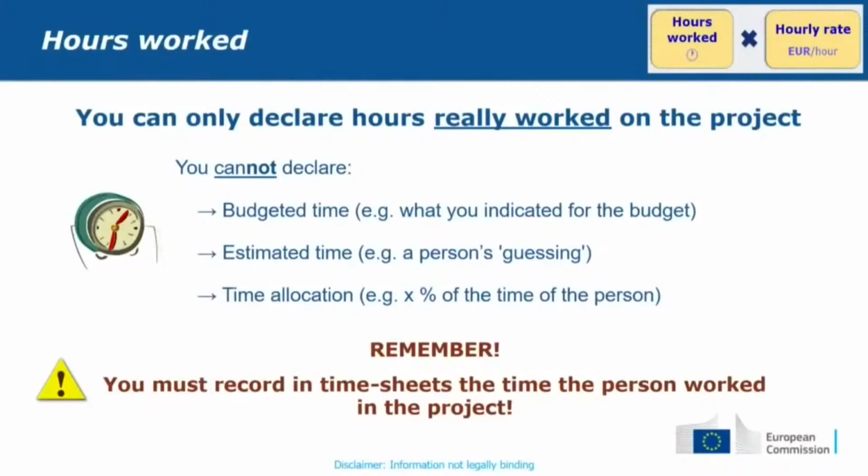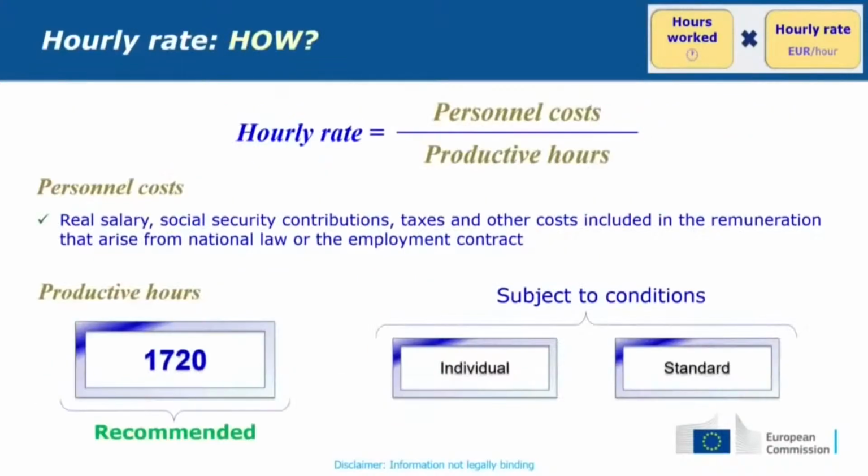So the other side of the formula is the hourly rate. Now that we know how many hours the person has worked in the action, we need to determine the hourly rate. And it is the grant agreement that tells us you will calculate the hourly rate by simply dividing the personnel cost of the person by the number of productive hours.